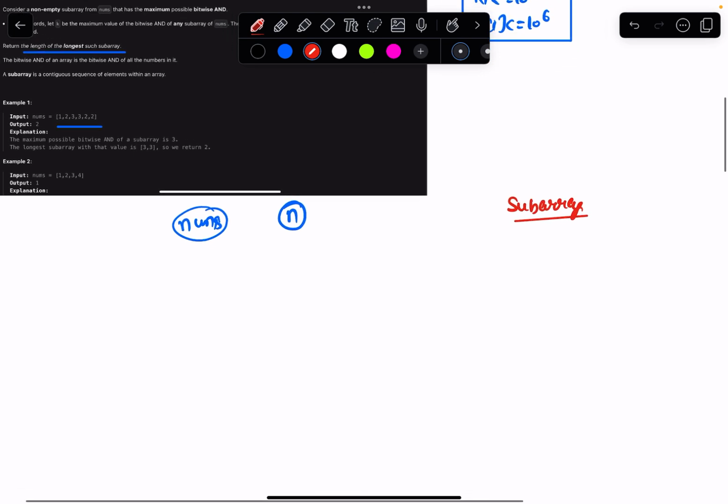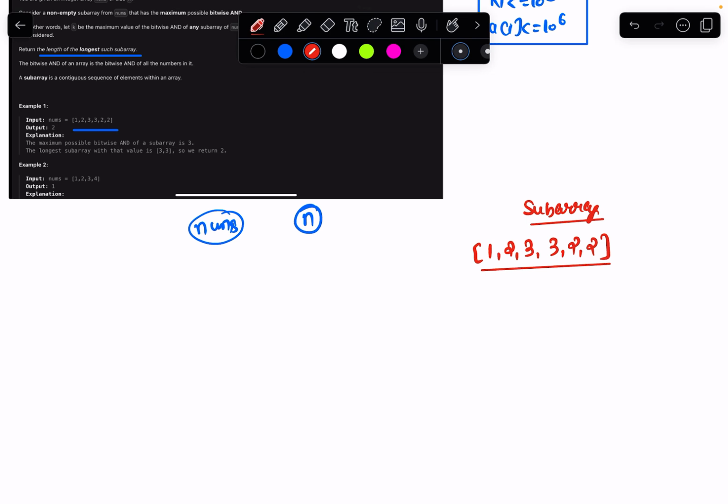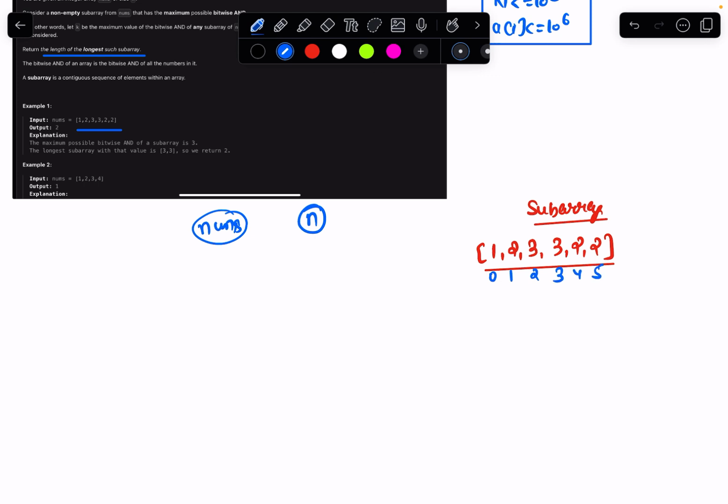Basically we are given an array. Let's suppose this is the array 1 2 3 3 2 2. In this array, when we choose contiguous elements of the array, that is called a subarray. Let's suppose we start at index 0. These are the indexes: index 0, index 1, index 2, index 3, index 4 and index 5.